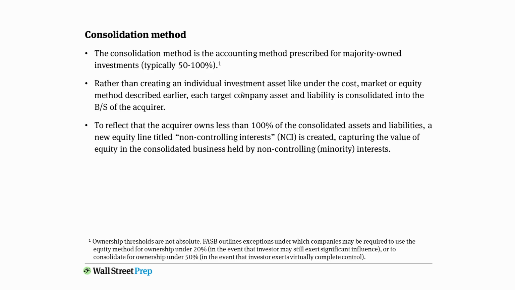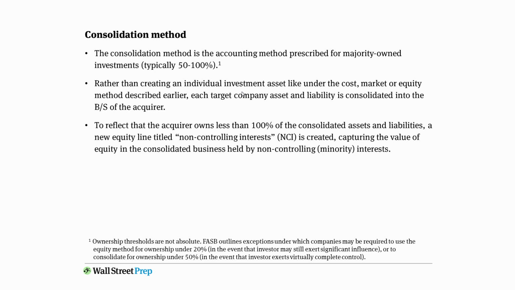Up till now, we've talked about the cost or market method as well as the equity method for accounting for intercompany investments. Those methods are applicable for investments where you own less than 50% of another business. How you account for a business that you effectively have control over, that you are a majority owner of, and these are investments, usually the threshold is 50 to 100% of the equity of the investment. The accounting for that ownership falls under the consolidation method.